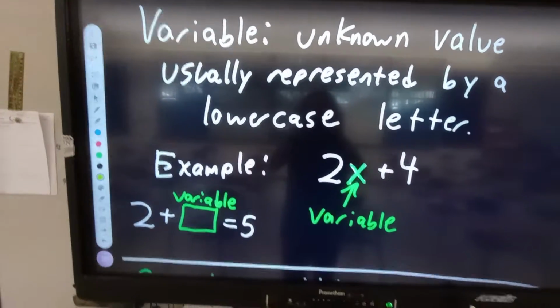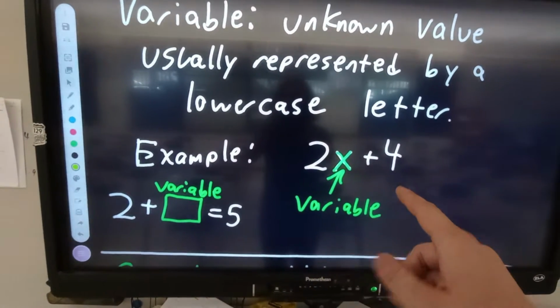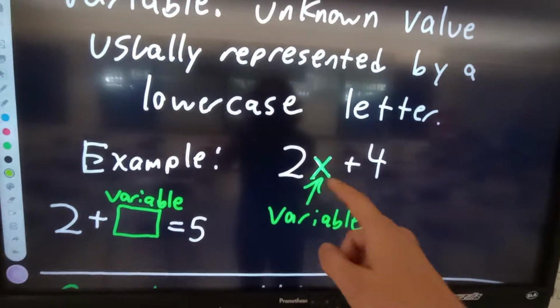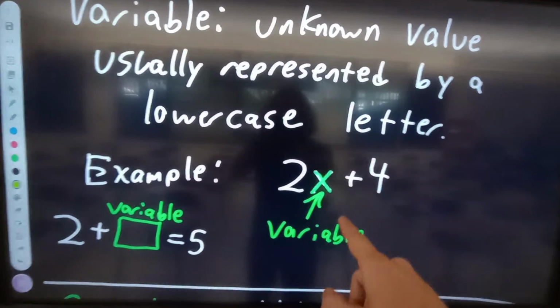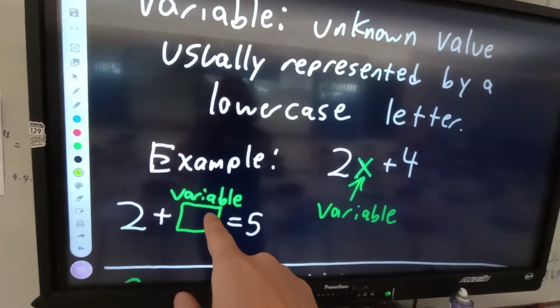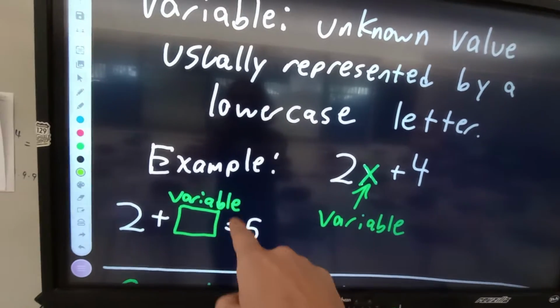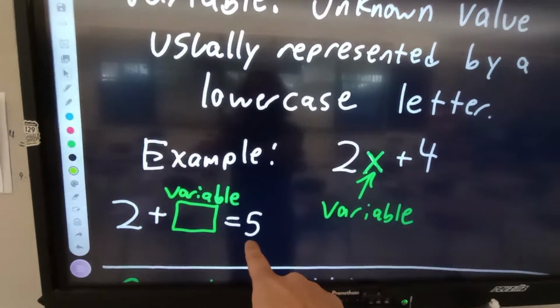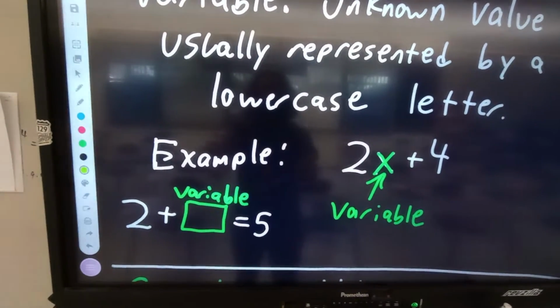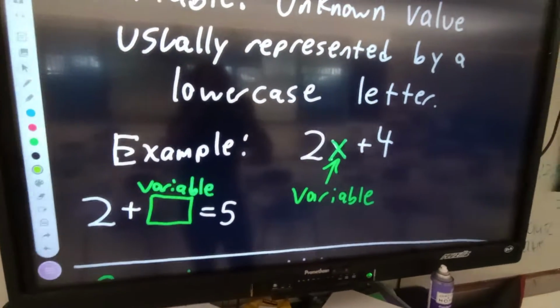Two examples here. These are two expressions, by the way, so no equal sign. We have 2x plus 4, and that x is the variable. Likewise, over here we have 2 plus rectangle equals 5, and in this case, this would be a variable. Now, this down here, in case you want to know, since we have an equal sign, this would be called an equation, not an expression.